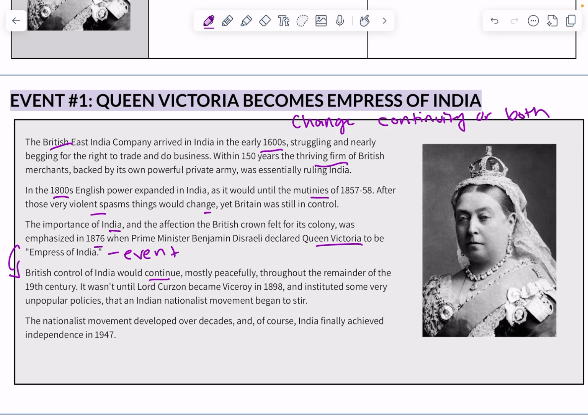Let's take a look. Throughout the remainder of the 19th century. It wasn't until Lord Curzon became viceroy in 1898 and instituted some very unpopular policies that an Indian nationalist movement began to stir. Well, now we see that after Queen Victoria became empress in India, that's when the Indian national movement began to happen. That is when they were trying to fight for independence. I think that this shows that it led to change because there wasn't really that movement before she became Empress of India. Okay, let's write this down.